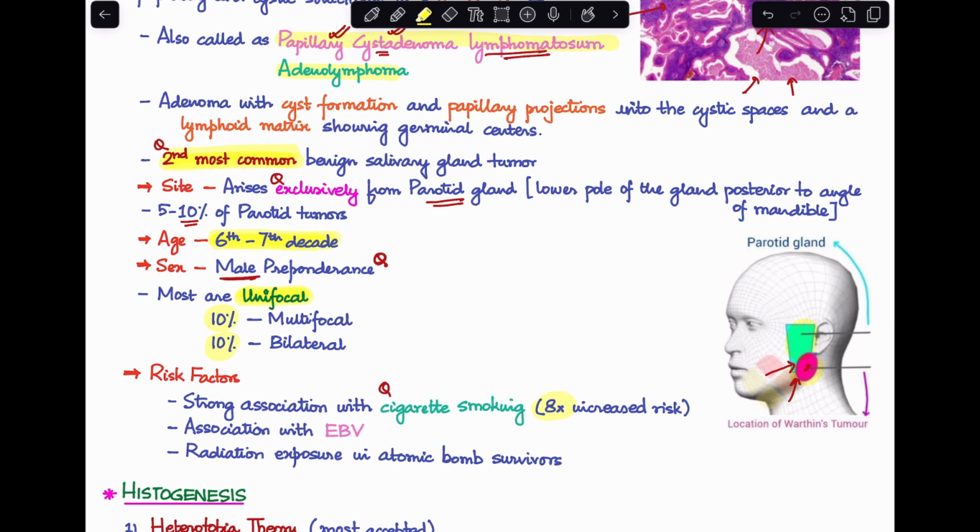Second, the virus found to be associated with this is Epstein-Barr virus, but this has not been proven completely. This could be an MCQ question in case you get options to choose one specific virus. Epstein-Barr virus would be the answer. Another risk factor is exposure to radiation in atomic bomb survivors. So that's a bit about some MCQ questions on Warthin's tumor and some basic information that you need to know.